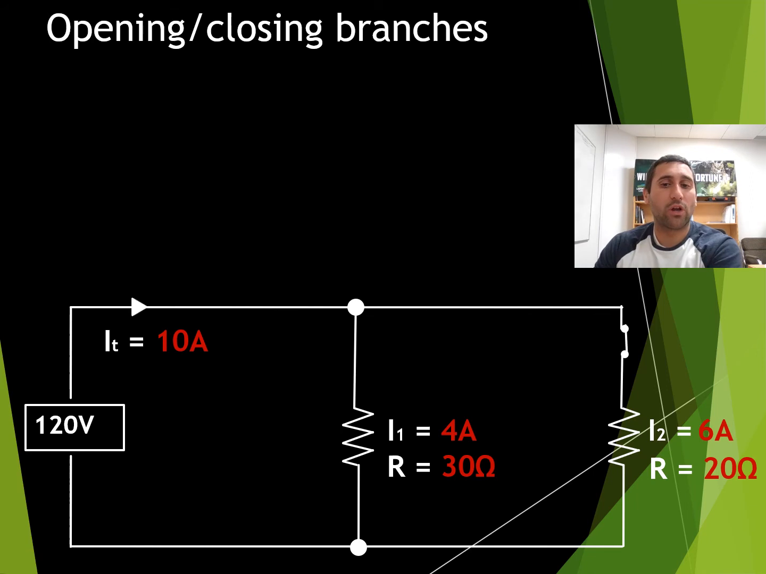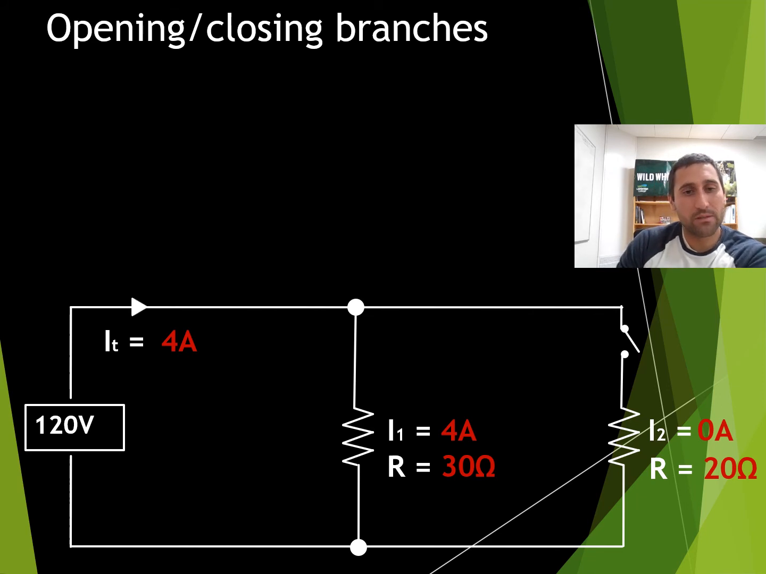When we open or close the branches, this is going to change some of those properties. So if you were given this diagram and we have our I total of 10 amps, our I1 is equal to 4, our I2 is equal to 6, and you can see the respective ohmic values or resistances. What if I opened that circuit, right? What if I opened branch 2? Note how the current dropped from 10 amps to 4 amps. So I total is now equal to I1 because there's only one other branch.